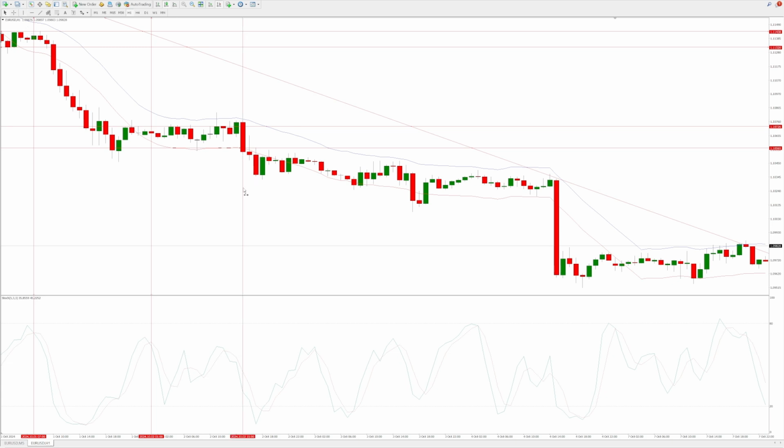As you can see, the stochastic is showing the main line below the signal line. However, it's not in the overbought zone, which just goes to show that indicators are not always reliable, which is why it's imperative to also have an eye on the support and resistance levels to confirm your entries.